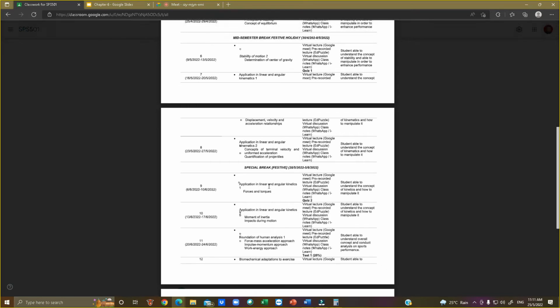We are going to cover about kinetics. Okay, ditulis sini application and linear and angular kinetics. But if you take a look at this topic, topic ni foundation of human analysis ni, this one is actually part of linear kinetics. Okay, means that for this week we are going to cover most of kinetics and angular kinetics. So afterwards baru kita cover linear kinetics dekat dalam bahagian foundation of human analysis.